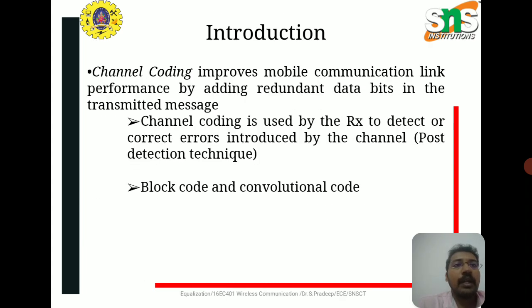The third one is channel coding. Channel coding improves mobile communication link performance by adding redundant data bits in the transmitted message. Channel coding is used by the receiver to detect or correct errors introduced by the channel. The block code and convolutional code are the two channel coding techniques.